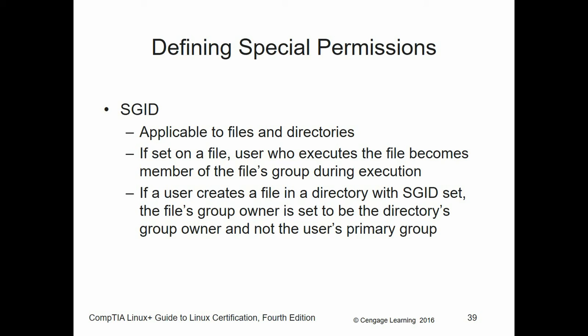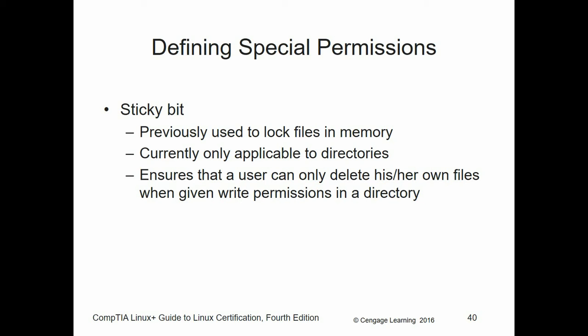If set on a file, the user who executes the file becomes a member of the group during the execution. If a user creates a file in a directory with the SGID set, the file's group owner is set to be the directory's group owner and not the user's primary group. Sticky bit, which was previously used to lock files in memory.